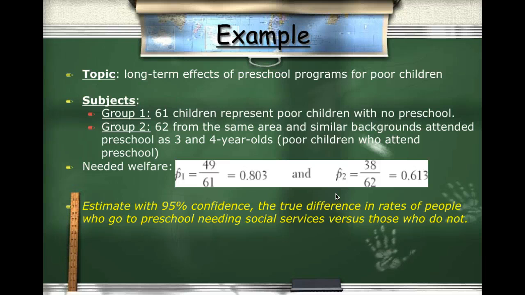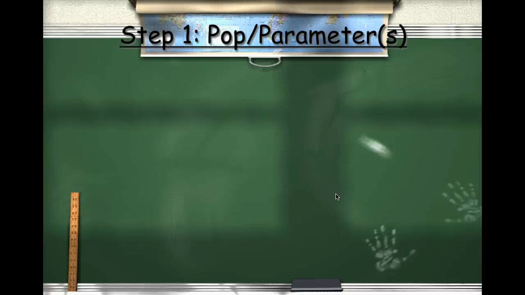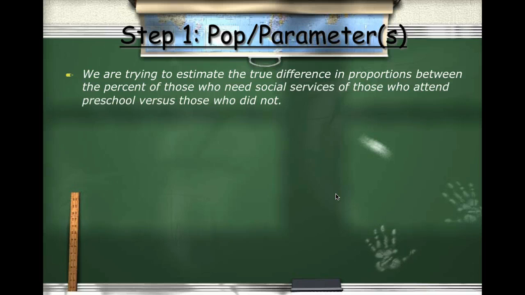This question is asking us to estimate with 95% confidence the true difference in rates of people who go to preschool needing social services versus those who do not. So we want to compare these two different groups. So step 1, I'm trying to estimate the true difference in proportions between the percent of those who need welfare or social services of those who attend preschool versus those who did not.